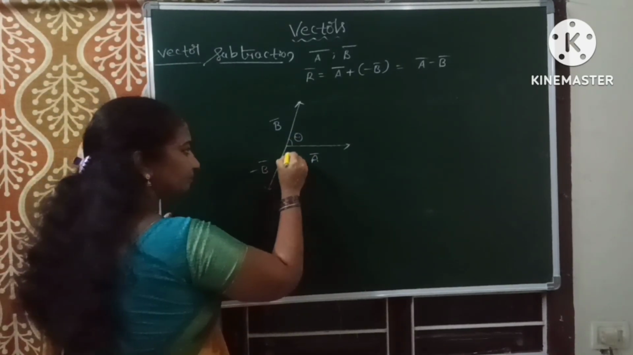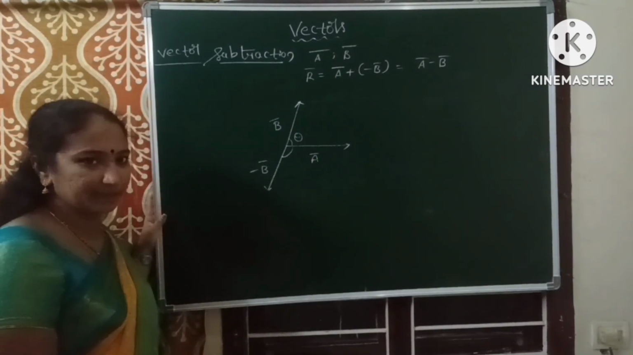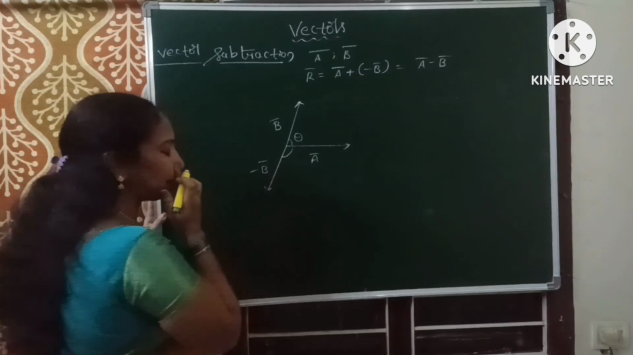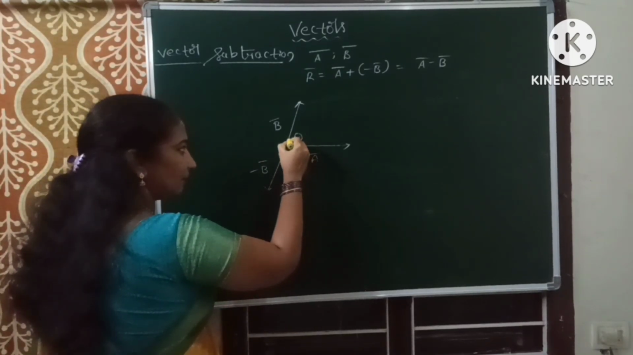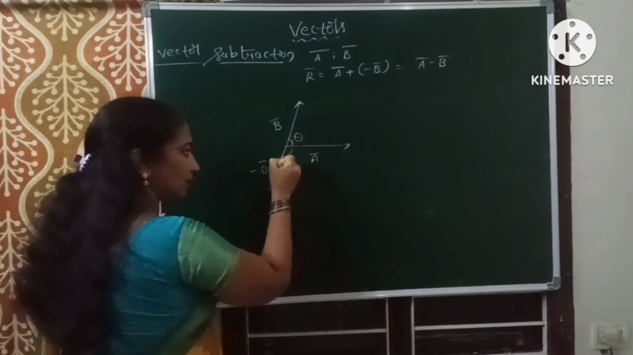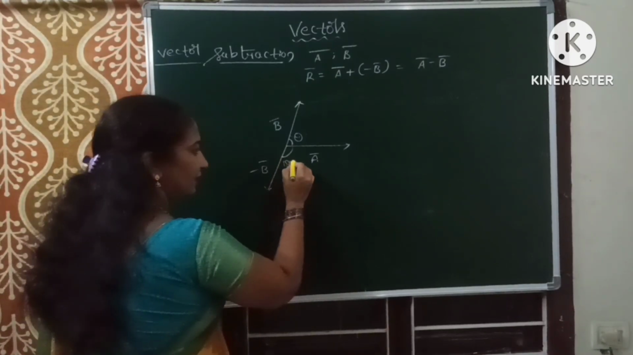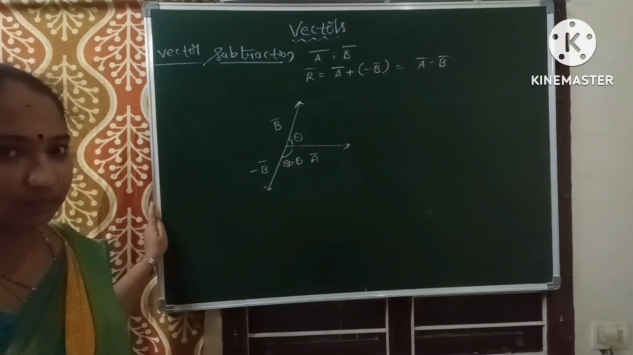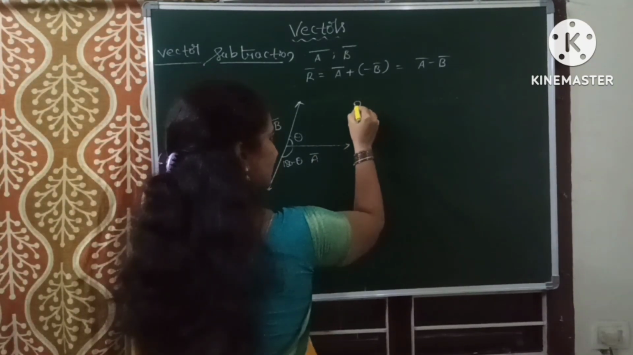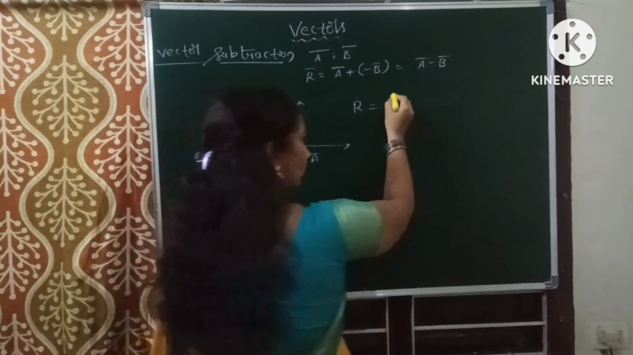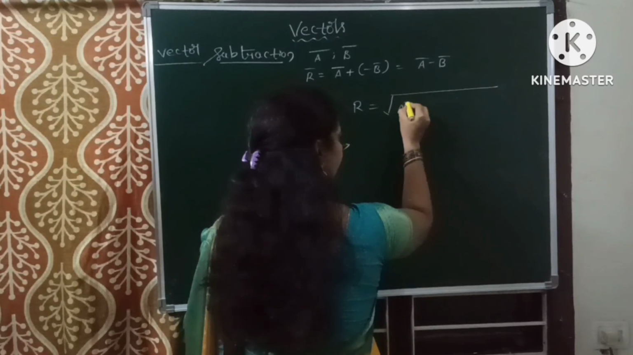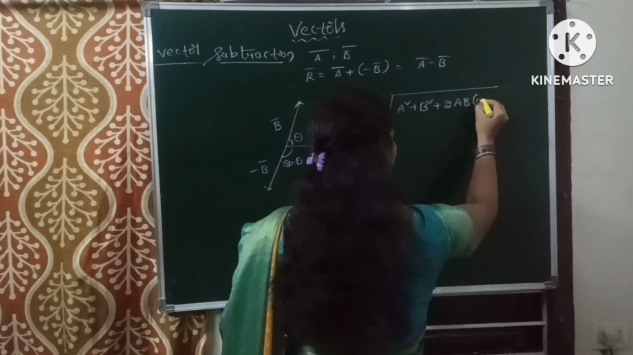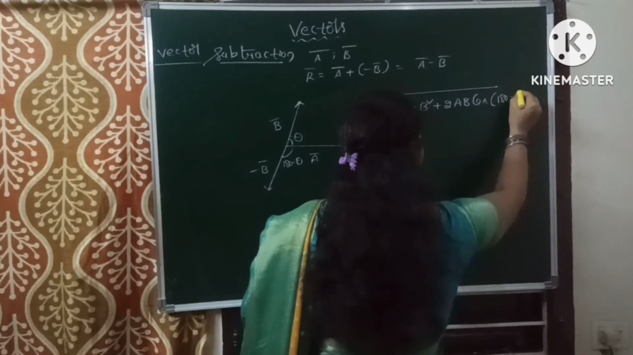Now here is the angle in between a bar and minus b bar. What is this angle between a bar and minus b bar? This is angle theta, but the total angle is 180. So this becomes 180 minus theta. 180 minus theta is the angle between a bar and minus b bar. So how to calculate the resultant? The same formula. Resultant R is equal to, by the parallelogram law of vector addition we already proved, a square plus b square plus 2ab cos theta. Here theta is 180 minus theta.